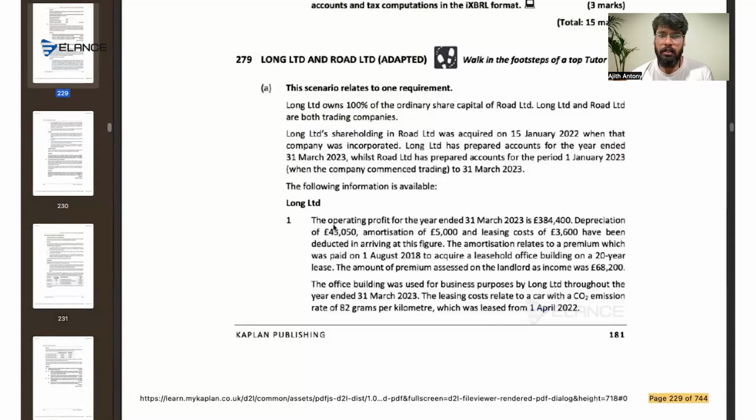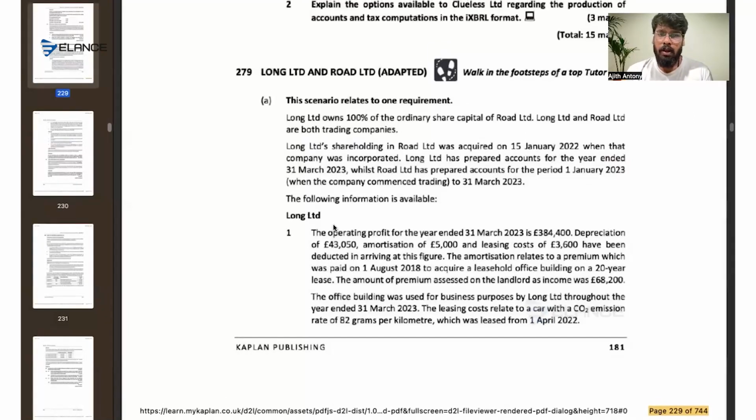So let us start with the scenario. Long Limited owns 100% of the ordinary share capital of Rod Limited. Long Limited and Rod Limited are both trading companies. So they are in a group, Long and Rod in the group. Long Limited's shareholding in Rod Limited was secured on 15th January 2022 when that company was incorporated. So Rod Limited was acquired on its incorporation.